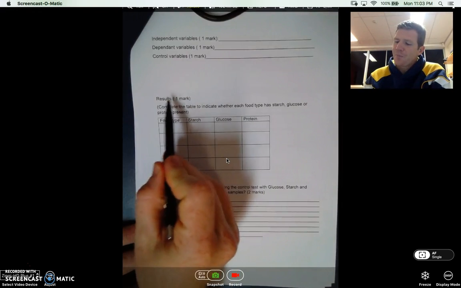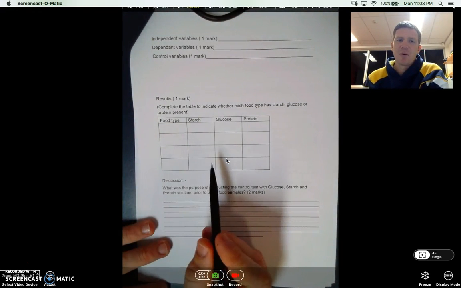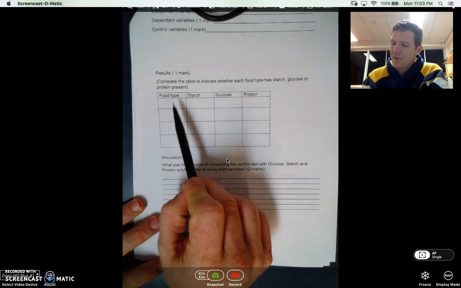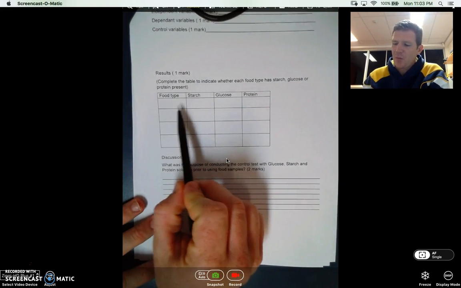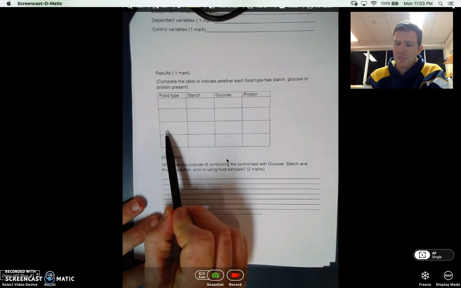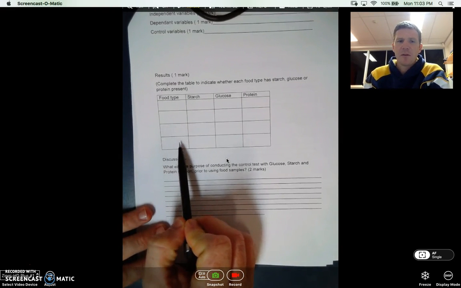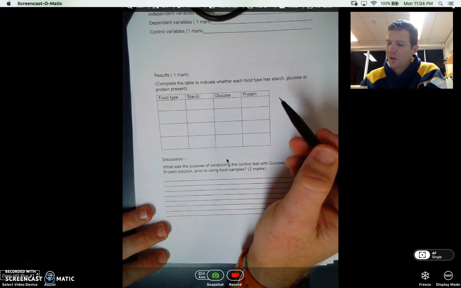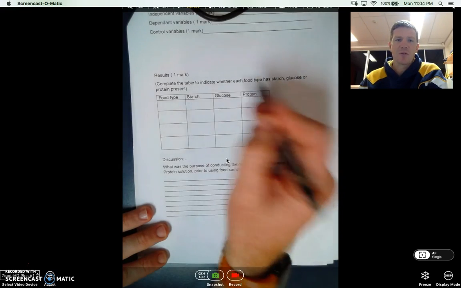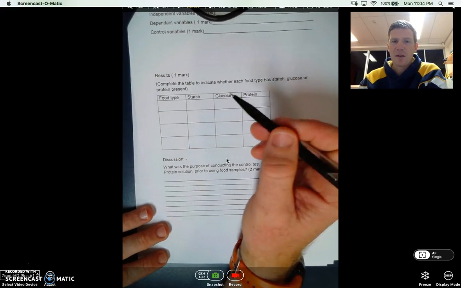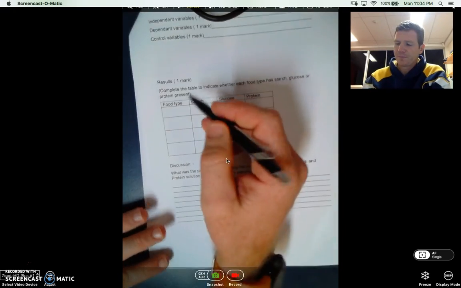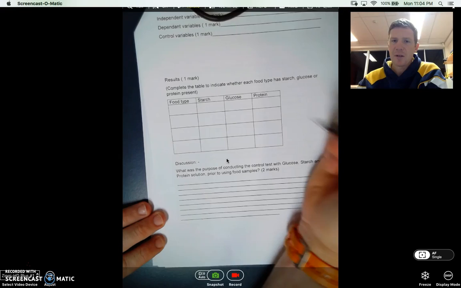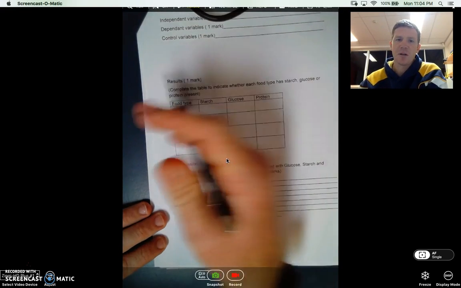Once we've done our experiment, we want to use our results table here, and you can see we've got our food type. So it might be egg white, chips, cucumber, something else. You write the four of them down, and then it's a simple matter of indicating with a cross or a tick. So if it's, I don't know, elephant boogers, cross for starch, yes it had glucose in it, and yes, it had protein. And I go ahead and do that.